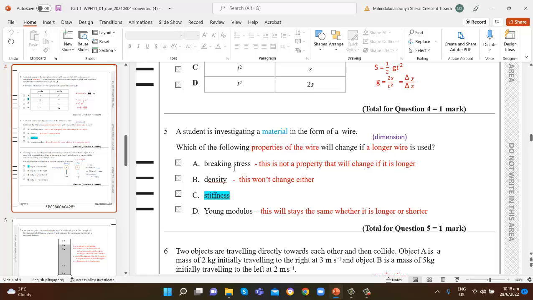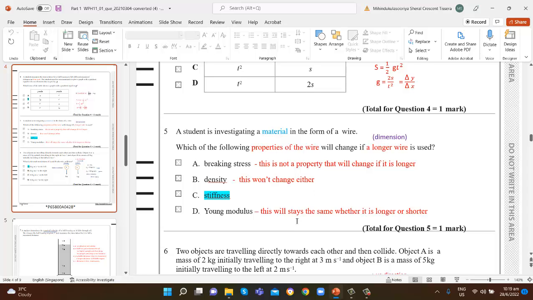Breaking stress. Now you think, this is not a property that will change if it is longer. I hope you understand, it is not a property, breaking stress. Density, this won't change either. Density is unique. So stiffness, I have a doubt. Keep that in your mind and go to D. I am always telling you to read all the answers. Young modulus, this will stay the same whether it is longer or shorter. You know that, Young modulus. So this stays the same. So now they are asking what will change. Can it be D? No. So what is the answer? But you guess, it is stiffness.